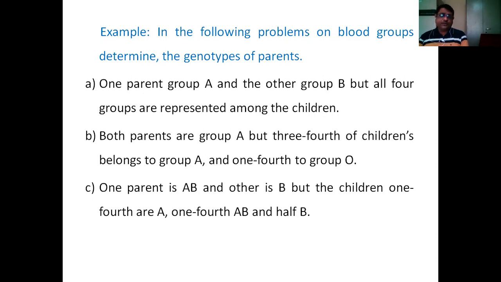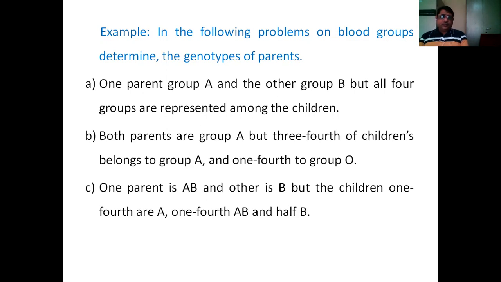But we want all 4 types of individuals as offspring. Then definitely for getting O, either of these parents should carry the gene for O blood group. Therefore, their genotypes will definitely be, for A blood group, IA i, and for the other, IB i. Unless and until these genotypes are there in the parents, we won't get this O blood group in the child. So that is clear.